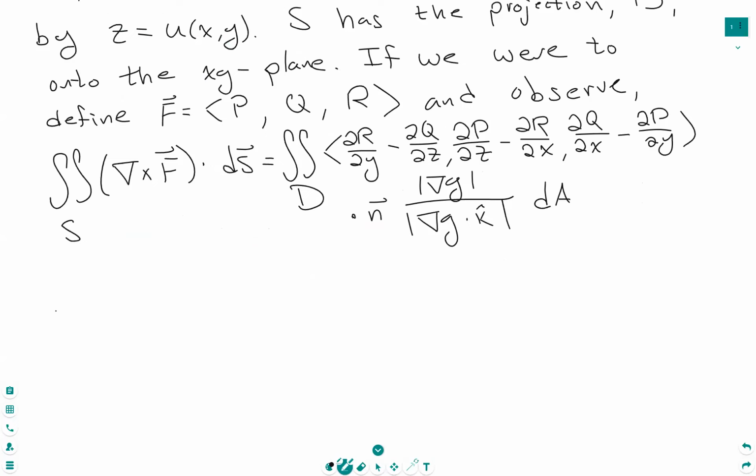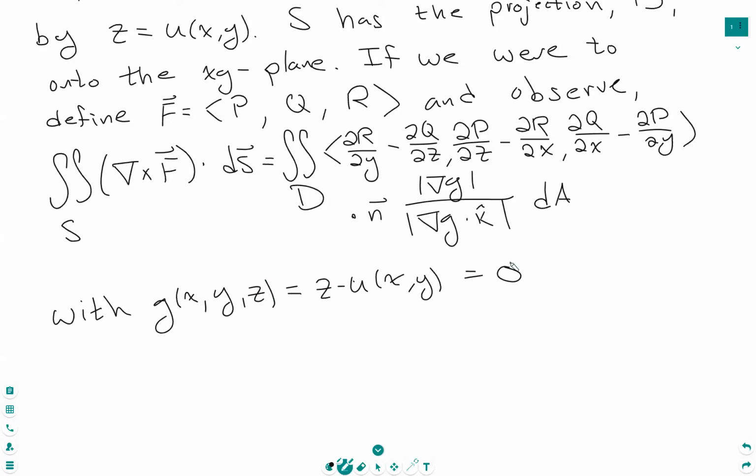We'll say with g of x, y, and z being equal to z minus the function u of x and y is equal to 0, right? Because we can move over that function and then we're equal to a constant on the right-hand side. We can also recall that the normal vector was plus or minus the gradient of g over the magnitude of the gradient of g.